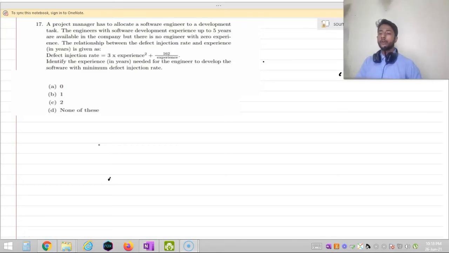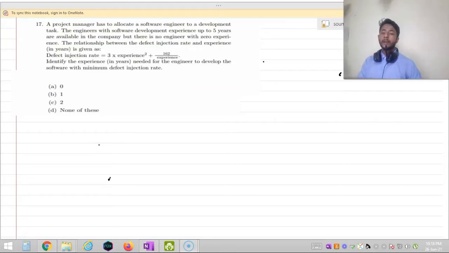Let us begin with question number 17, which says that a project manager has to allocate a software engineer to develop a task. Engineers with software development experience up to 5 years are available in the company, but there is no engineer with zero experience. The relationship between the defect injection rate and experience is given by defect injection rate equal to 3 times experience squared plus 162 by experience.